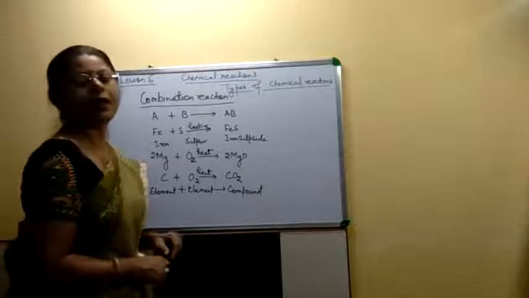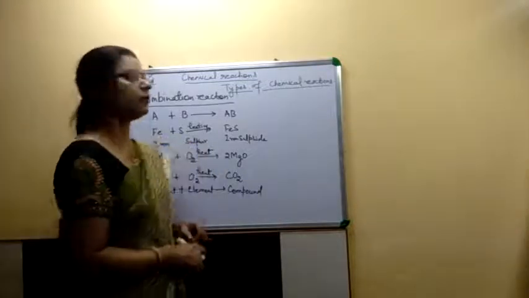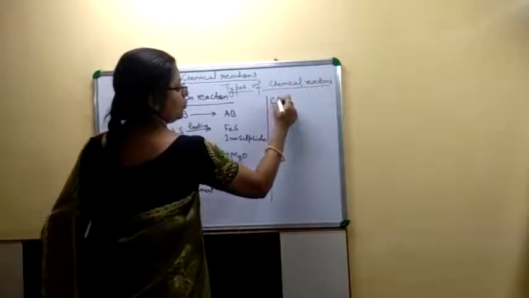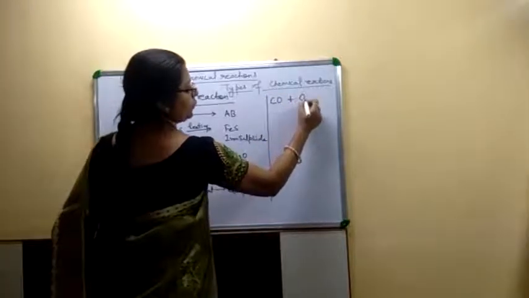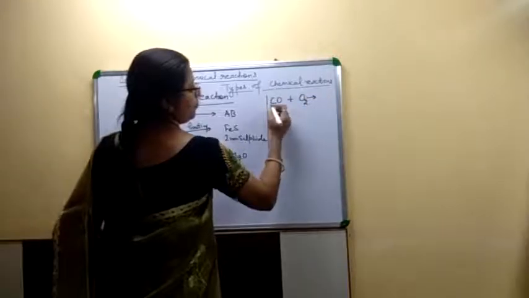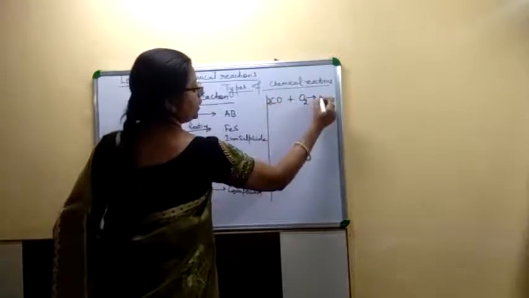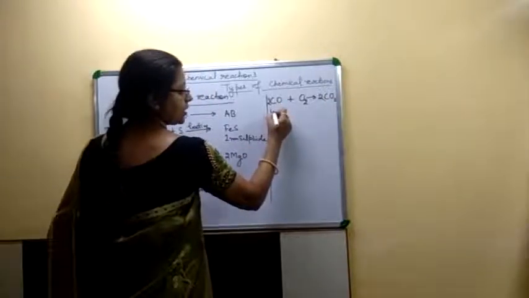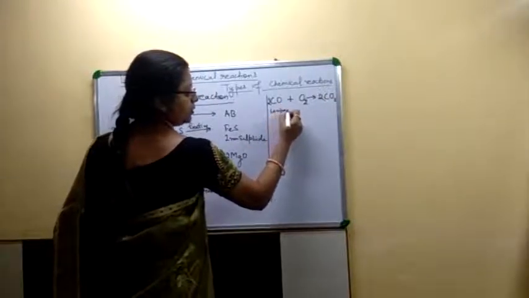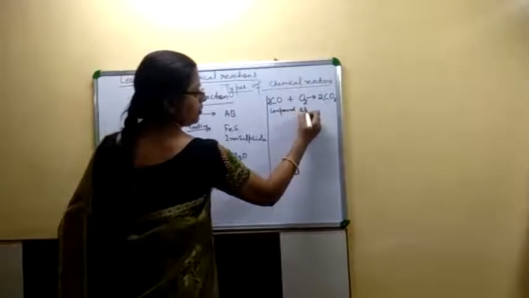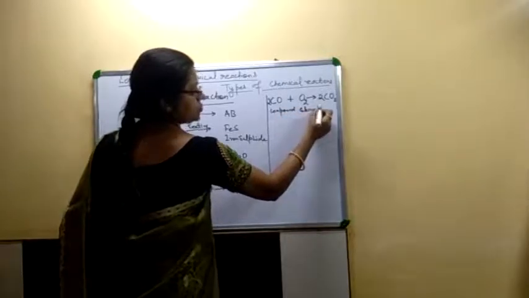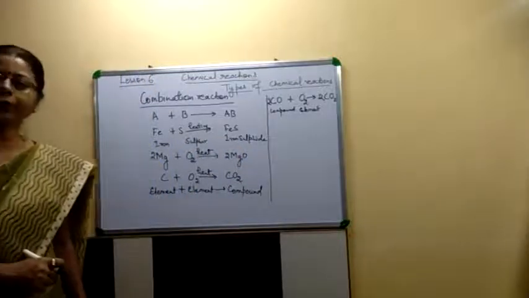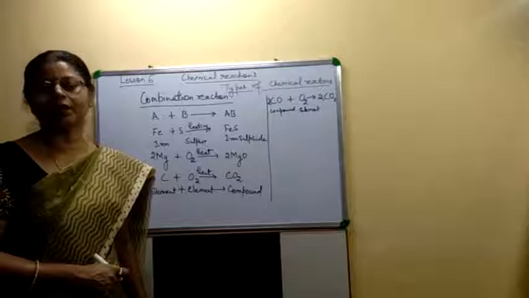Next example is an element and a compound, like carbon monoxide, CO, reacting together with oxygen to form carbon dioxide. Here carbon monoxide is a compound and oxygen is an element. So a reaction between a compound and an element to form a new compound is also a combination reaction.